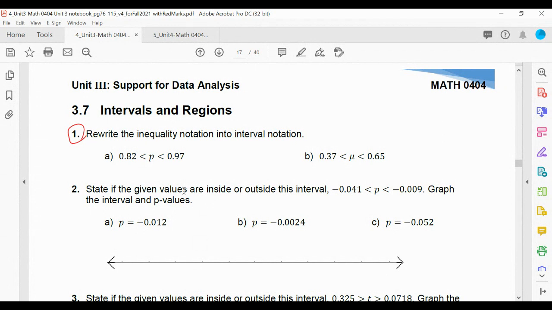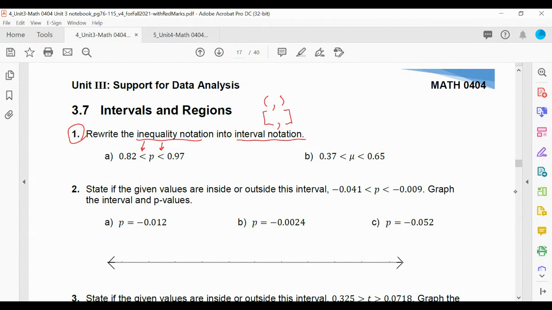So number 1 starts with: review the inequality notation, and rewrite the inequality notation into interval notation. So this is written as an inequality. We have inequality symbols, less than on both sides. And we want to write them in interval notation where we have either square brackets or parentheses, or one's a parenthesis and one's a bracket, depending on the inequality symbols at the end.